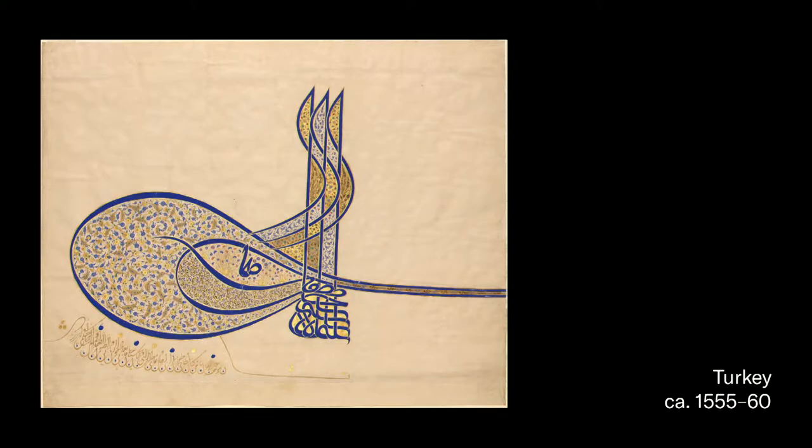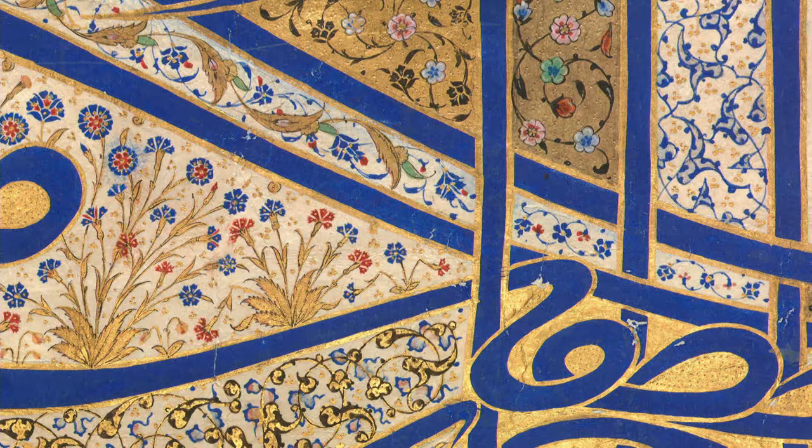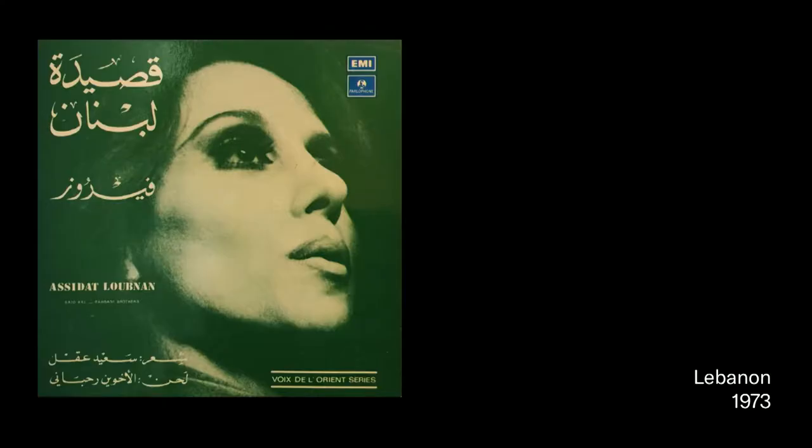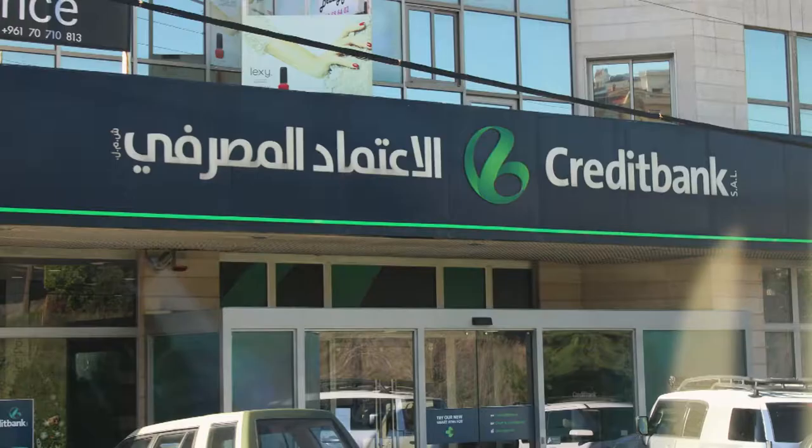This is the insignia of Suleiman the Magnificent from 16th century Turkey. These royal seals were often created by specialized scribes in a way that nobody could read, but more importantly, nobody could forge. So we have all this beautiful calligraphic history spanning centuries in the Middle East into the 50s and the 70s, and now suddenly in contemporary times we have things like this.